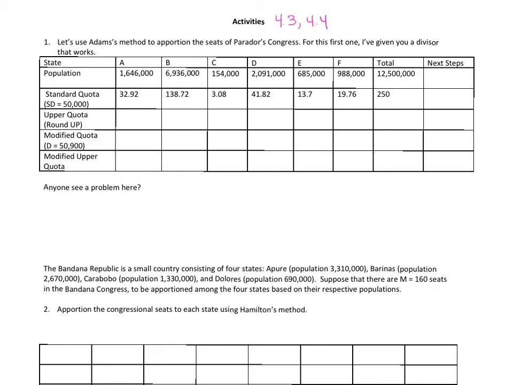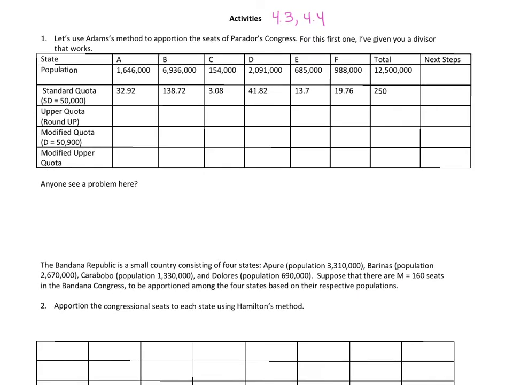Okay, so we have all of the populations for each of the 6 states and the total. And then we calculate the standard quotas, which, if you remember how to do this from when we did Hamilton's method, you start by calculating a standard divisor, which was the total population, 12,500,000, divided by 250 seats, came out to 50,000. Then we divided each state's population by 50,000 people per seat, and get the standard quotas, exact fair shares. Adds up to 250.